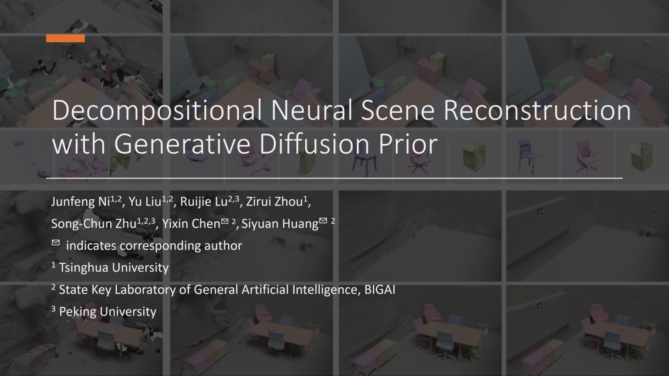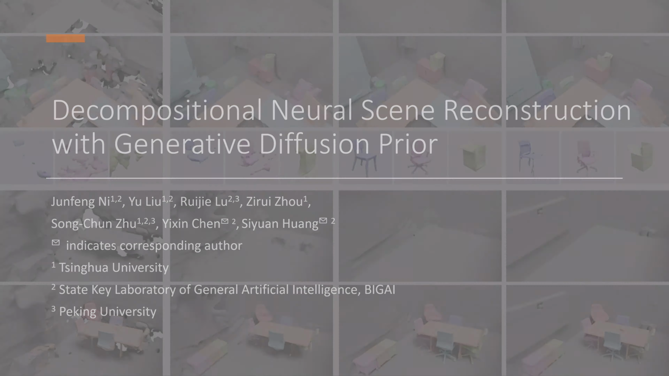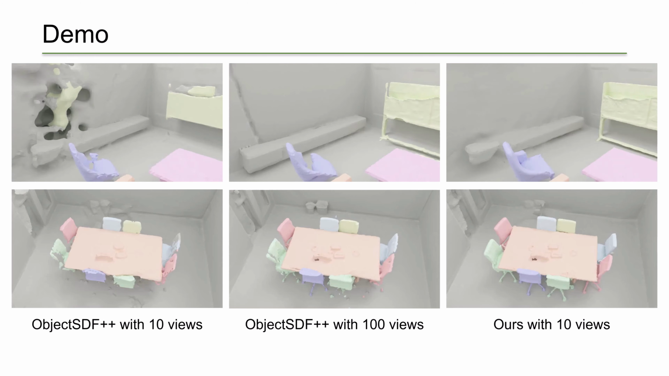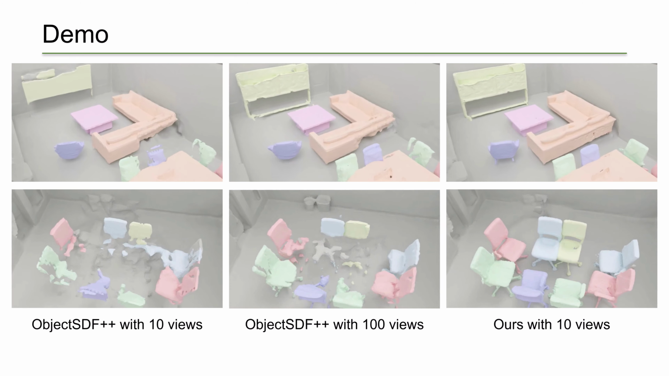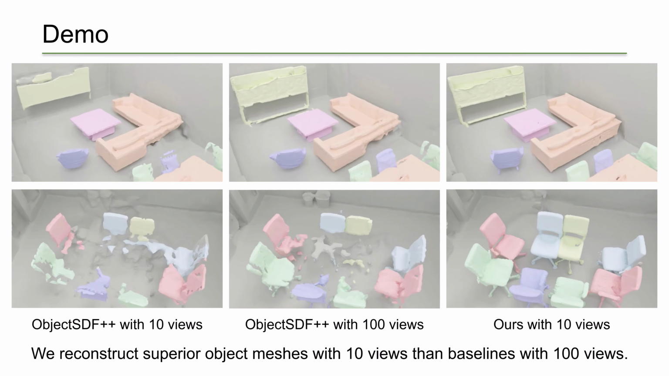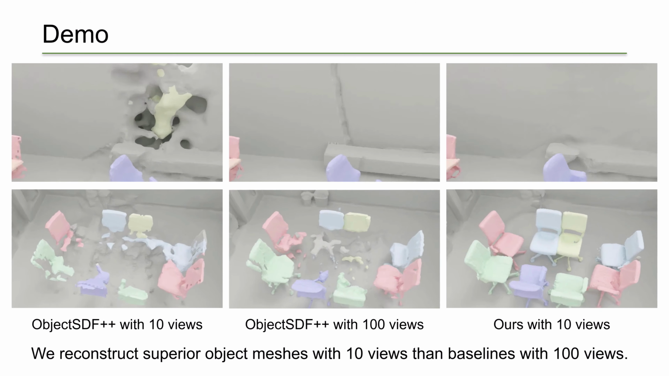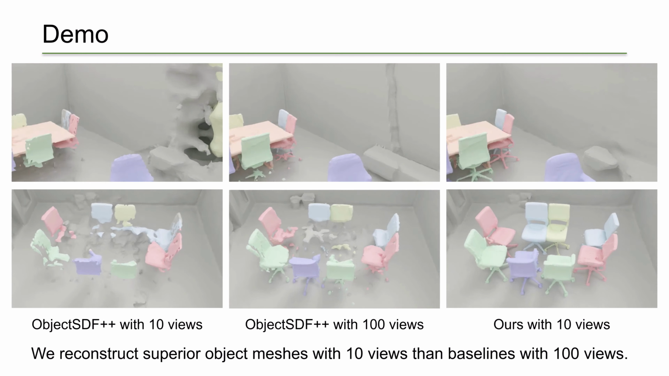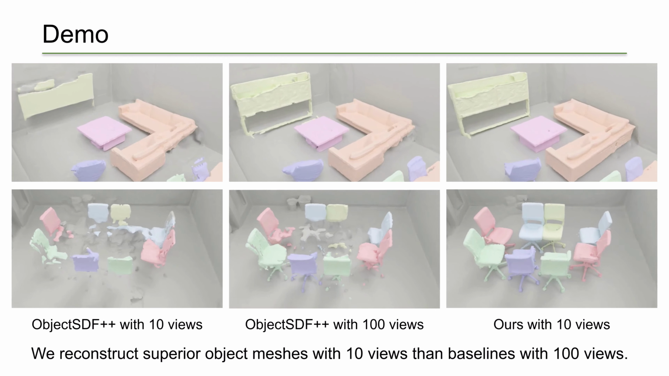In this paper, we introduce DP-Recon, Decompositional Neural Scene Reconstruction with Generative Diffusion prior. DP-Recon facilitates the decompositional neural reconstruction with generative diffusion prior, filling in the missing information in unobserved and occluded regions. Remarkably, it reconstructs better object meshes with 10 views than baselines with 100 views.